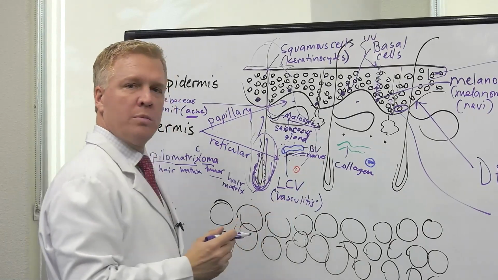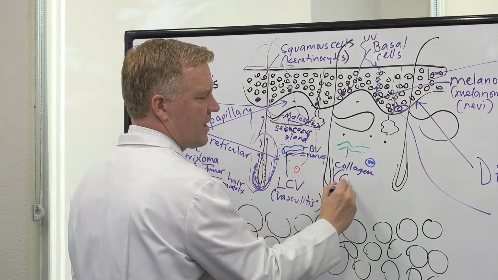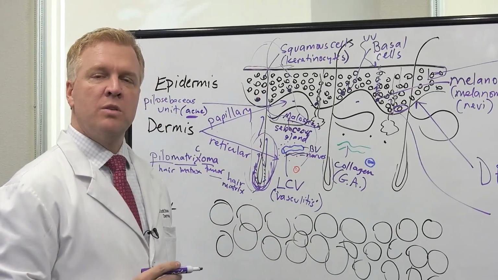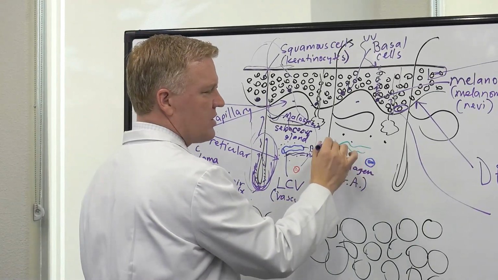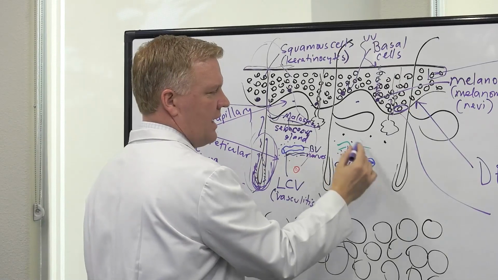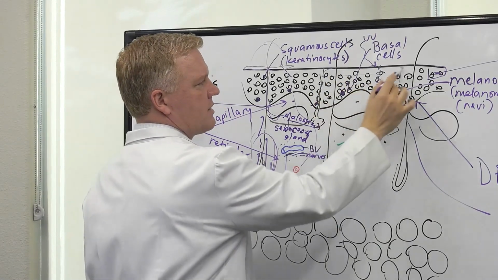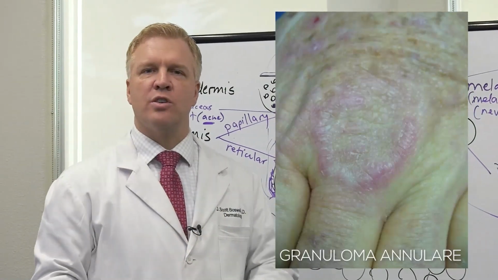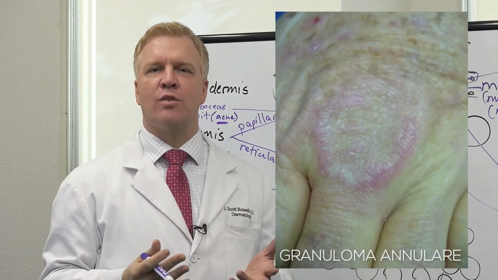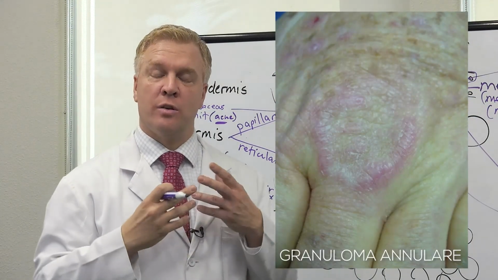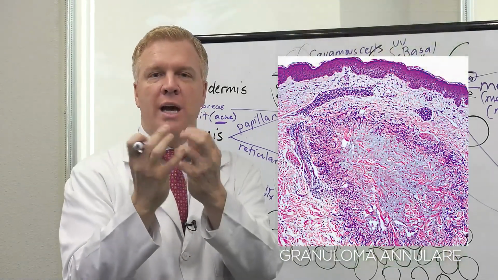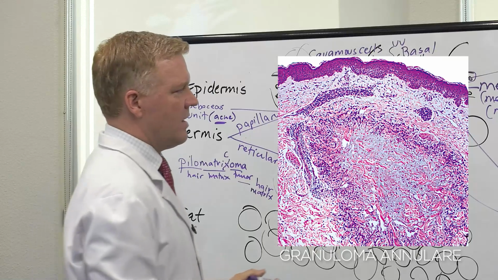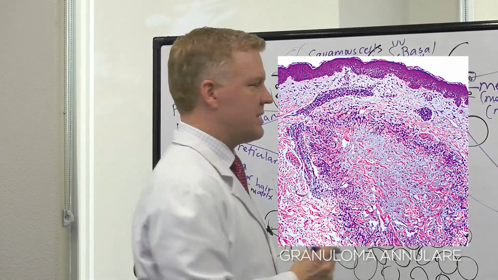There are some autoimmune diseases like granuloma annulare, which we'll learn about later, where the immune system attacks collagen and eats it up and makes these rings on top of the skin, these annular plaques on the dorsal hands, dorsal feet, giving rise to granuloma annulare. That is the immune system munching up and eating collagen in the dermis.